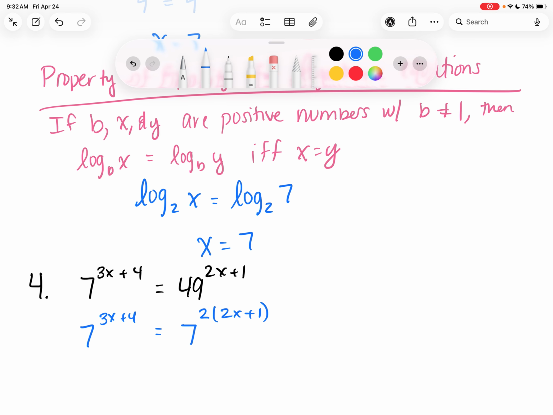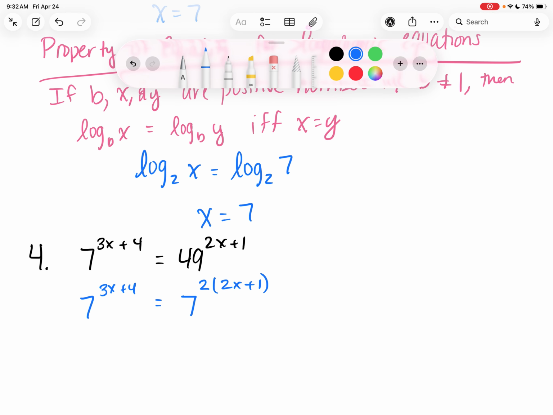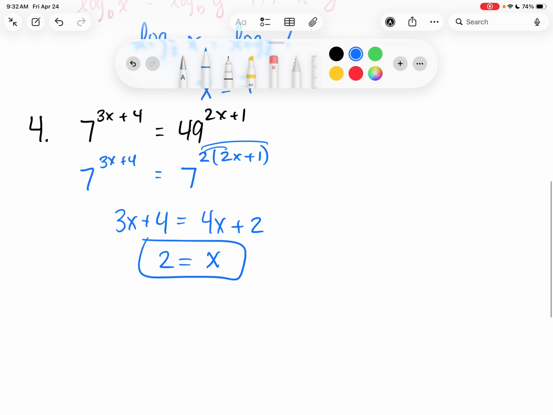So we multiply the exponents when we write it that way. Then now I can say 3x plus 4 is equal to, I'm going to go ahead and distribute this 2 here, so 4x plus 2. Subtract 3x, subtract 2. So I get x is equal to 2. All good now.